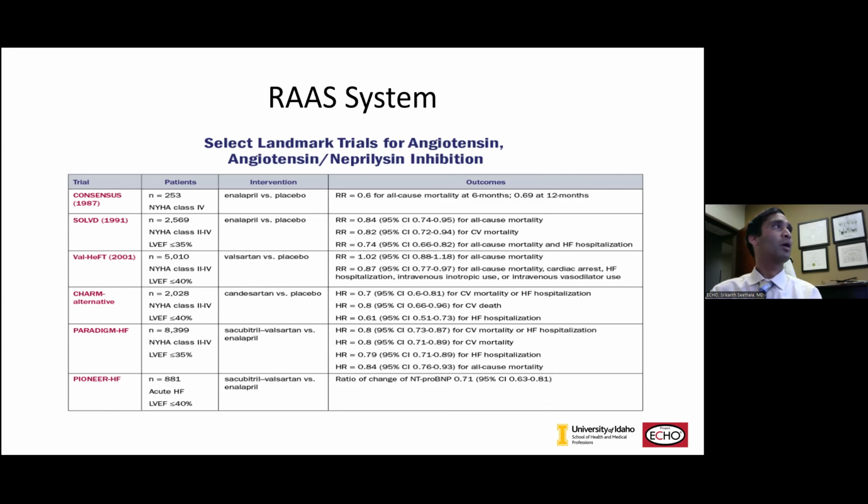So if the patient has significant room for blood pressure, ARNI is recommended as a class 1 recommendation over your ACE inhibitors/ARBs. If you have a very low blood pressure, ACE inhibitors and ARBs are good alternatives to ARNI. Next slide.